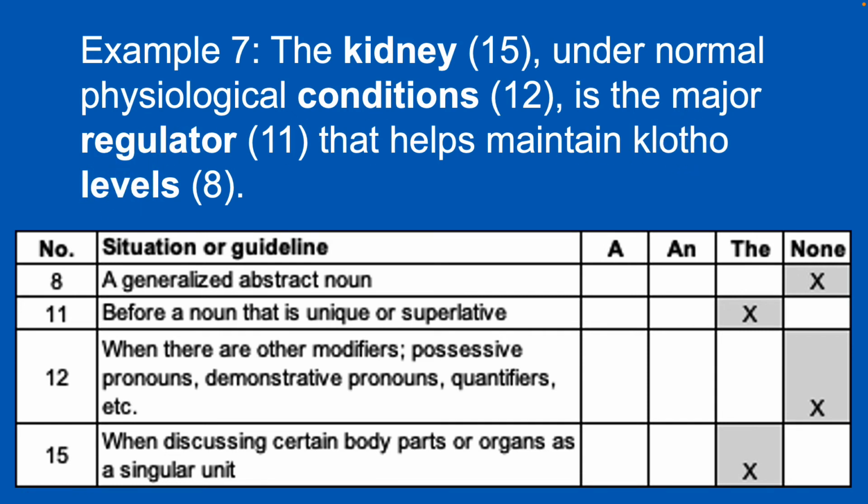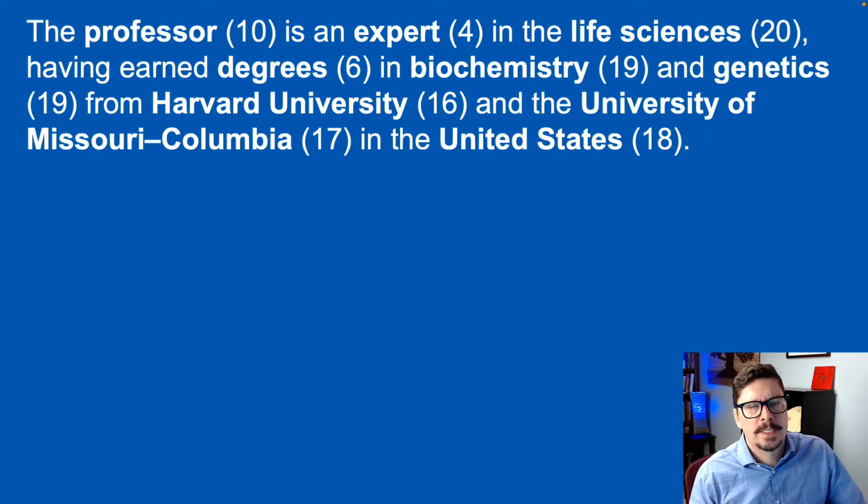That's why I didn't highlight it or put a rule onto it, because it's not being used as a noun. But levels is a noun. It doesn't need an article because it's a generalized abstract noun. Maybe you could make the case that it also fits under rule number 12, that it's got an other modifier. Clotho is modifying it. Here's another example where we're going to use the rest of the rules. Then we will have covered all of them.